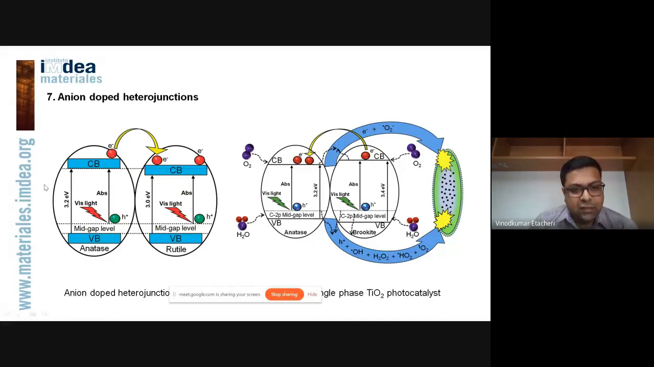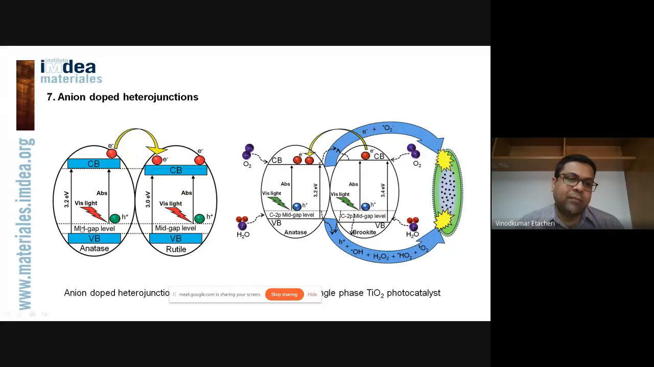As you can see, TiO2 has multiple polymorphs. It has anatase, 3.2 volt, rutile, 3 volt, and brookite, 3.4 volt. So our idea was to combine these multiple approaches to prepare an anatase-rutile heterojunction. These are not two different semiconductors, these are the same semiconductor but different polymorphs. Anatase-rutile polymorph heterojunction, or it could be anatase-brookite heterojunction. And then dope both of them.